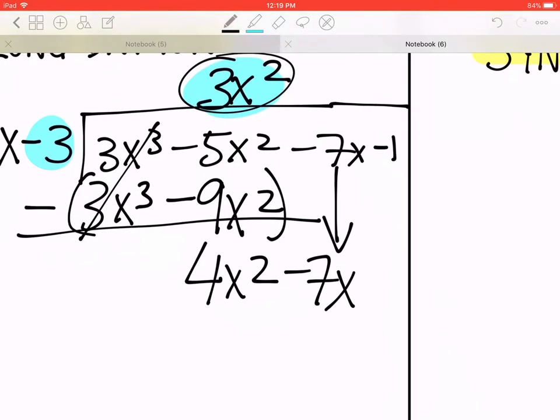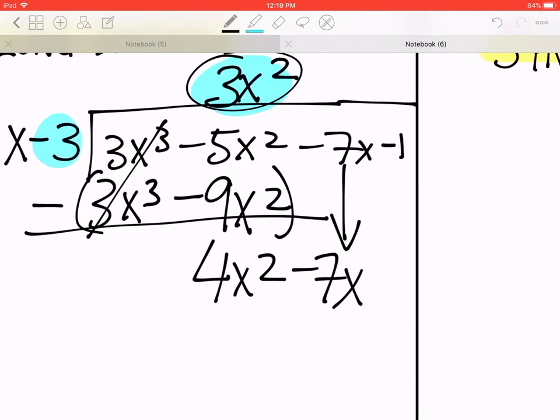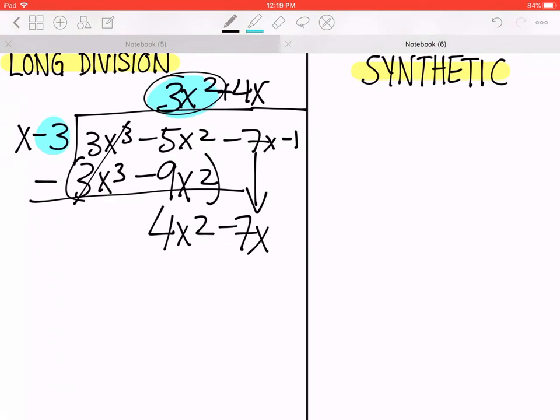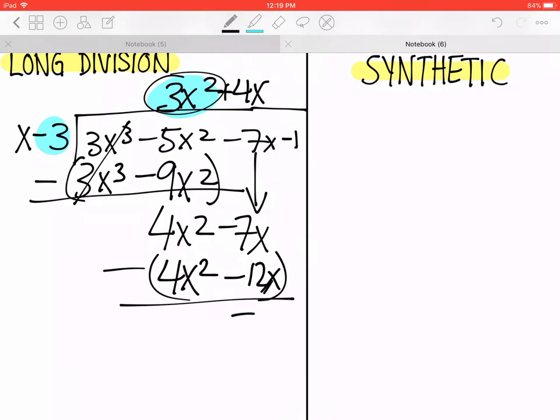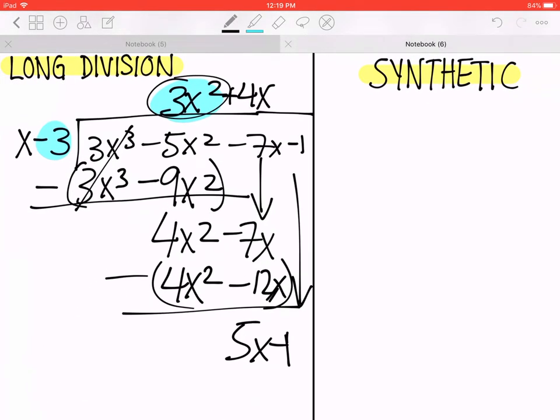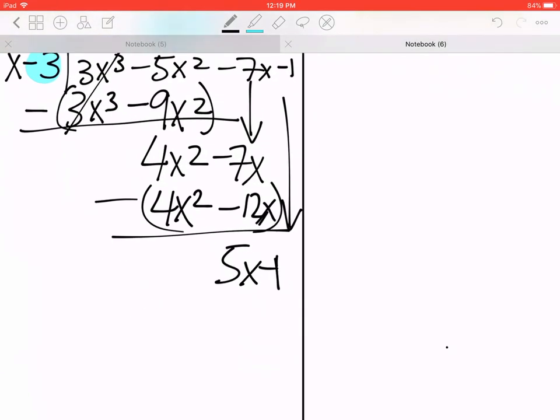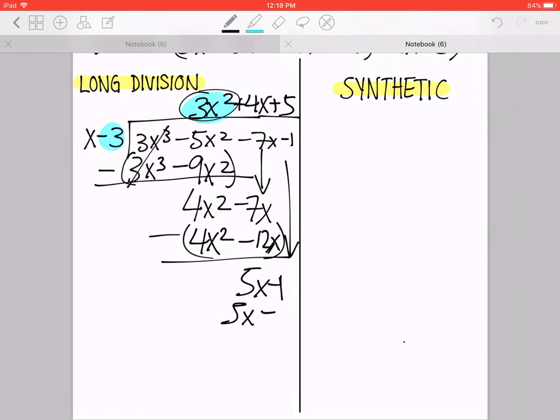So then x can go into 4x squared 4x amount of times. So we're just going to add plus 4x up here. Then we do the same thing as before. 4x squared minus negative 3 times 4x, which gives you 12x. Put them in brackets, subtract that, and we get 5x minus 1 because we bring the negative 1 down. Finally, last step here, we want to see how many times x can go into 5x, which is 5 times. So then 5x minus 3 times 5, which is 15. Put that in brackets, subtract that, and then you get 14 here.